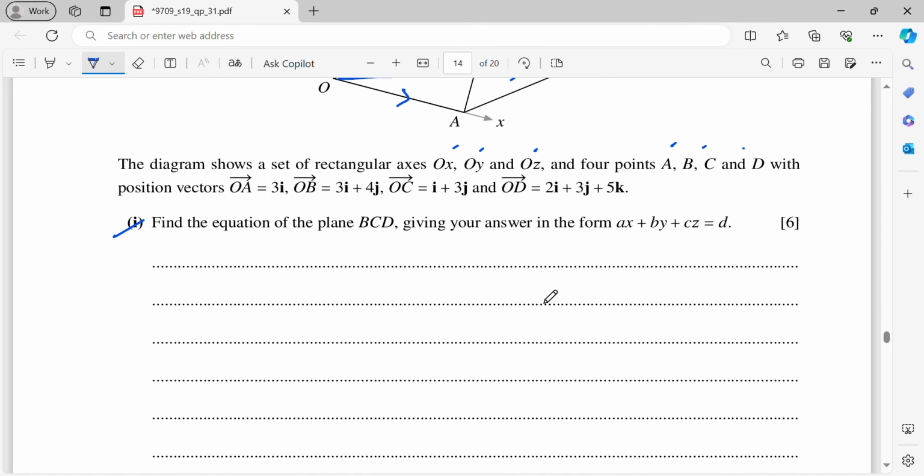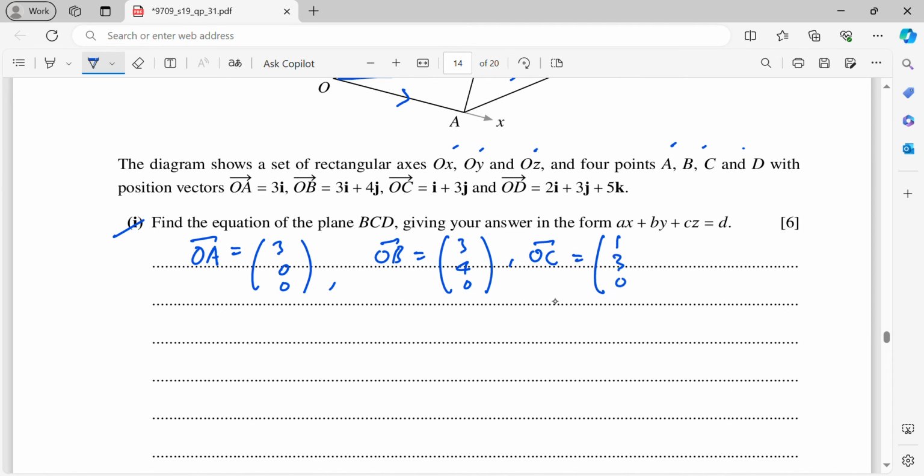Alright, so now I will rewrite first. My OA is 3, 0, 0. So the equation of the plane is actually moved to further mathematics. From here I will still be solving all this. So B is 3i plus 4j, which is 3, 4, 0, and then OC is 1i plus 3j, which is 1, 3, 0, and then OD will be 2i, 3j, and 5k, which is 2, 3, 5.